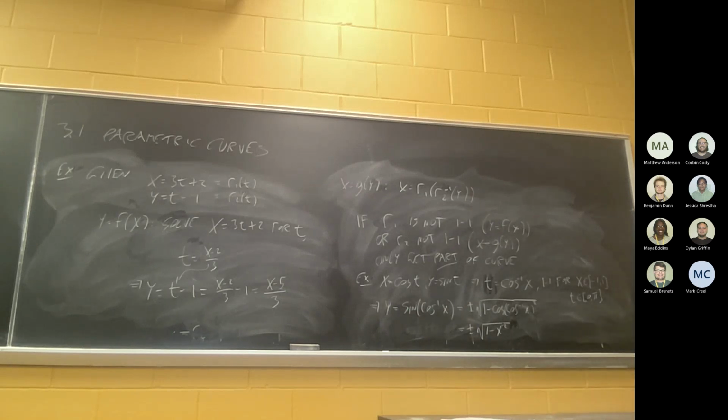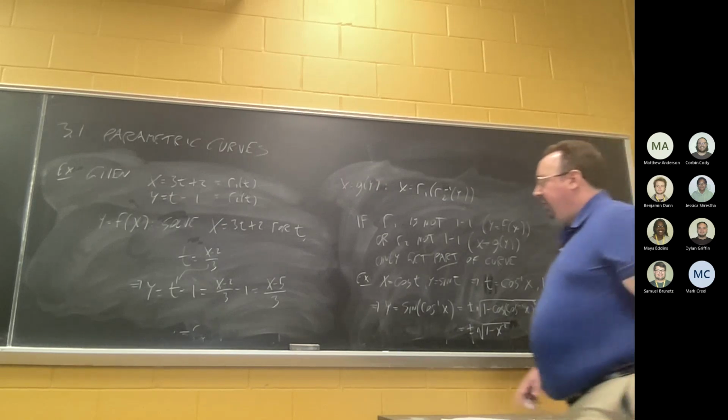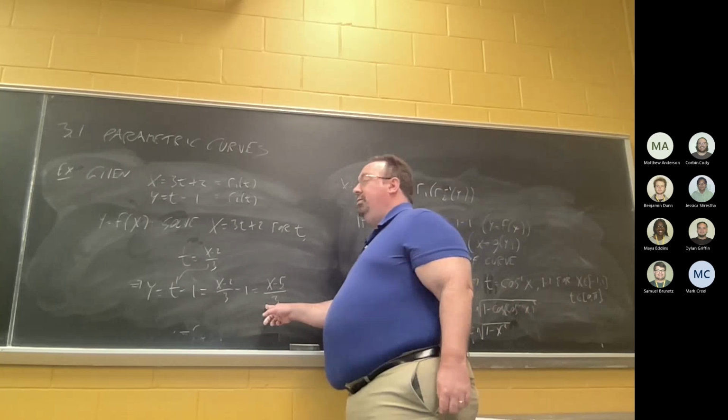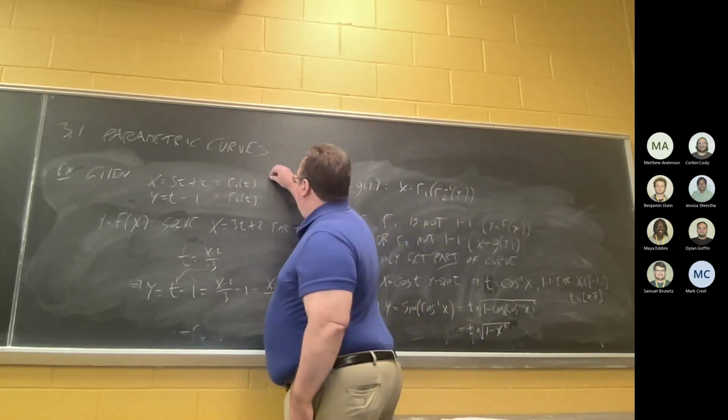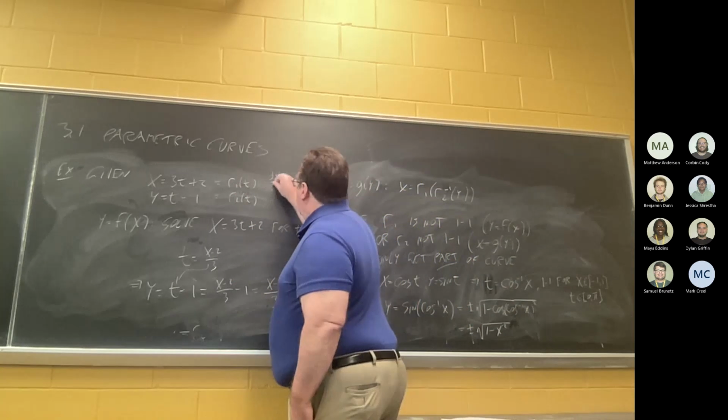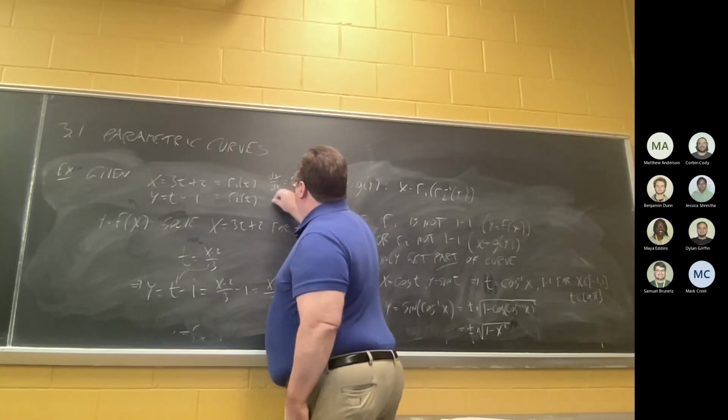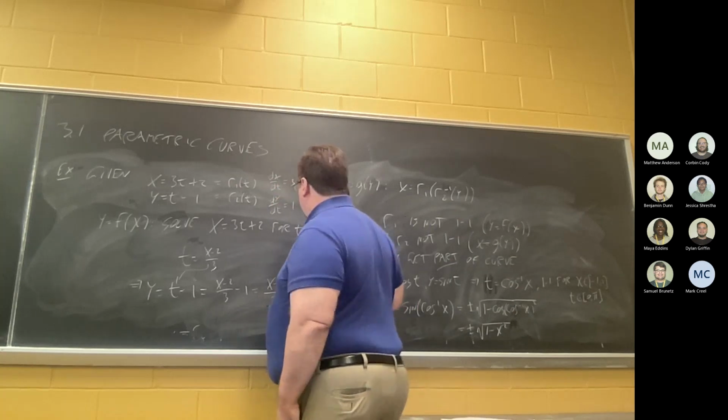So x and y are both linear functions of t, so we end up with y being a linear function of x. We got a line of slope 1/3. Notice here we have dx/dt equal to 3 and dy/dt is equal to 1.